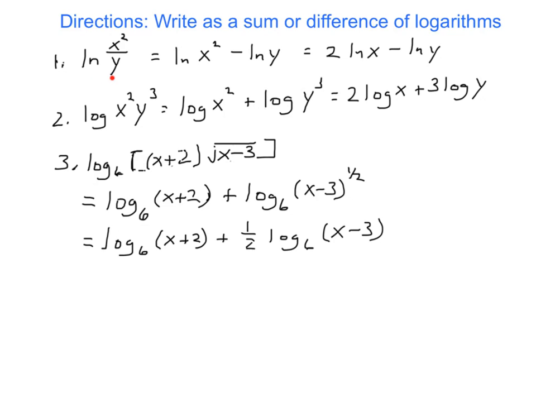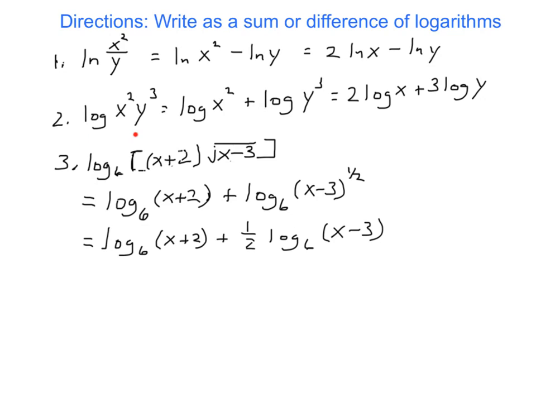So in this first one, what I have is the natural log of x squared over y. Because I'm taking a division here, x squared divided by y, I know by property 6 that that's going to be the natural log of x squared minus the natural log of y. And then by property 7, the natural log of x squared, I can bring that exponent out in front, so that's going to be 2 times the natural log of x minus the natural log of y. And there's nothing else I can do to simplify that.